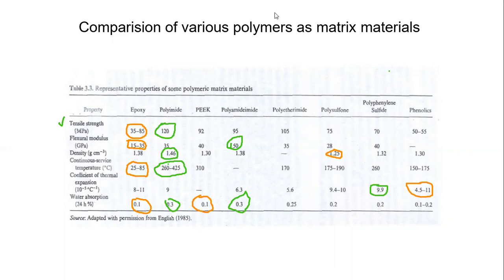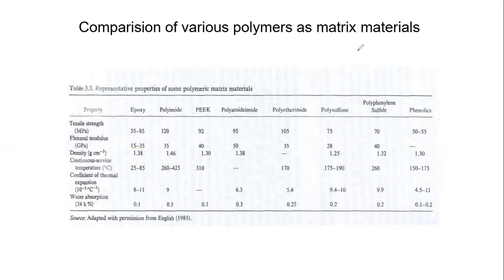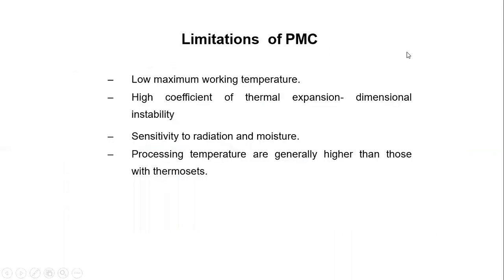So these are the different polymer matrix materials of representative properties. Next, coming to the limitations of polymer composites. So it has very low maximum working temperature. So the working temperature of the polymers is very low, that is somewhat higher than the room temperature. So around 90 to 120 degrees is the maximum working temperature of polymer matrix composites.